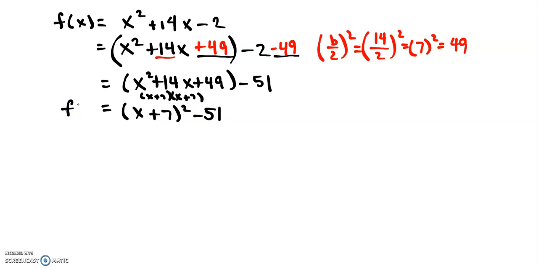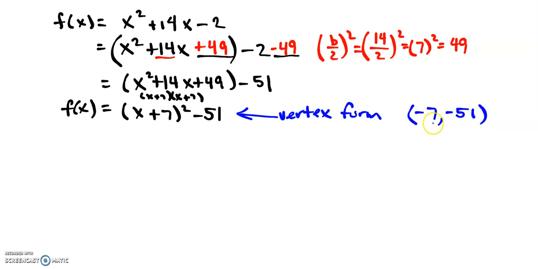Minus 51. So if I was going to stop here, I would know that right now I'm in vertex form. And then I know that the vertex is -7, -51. And this h value, since our vertexes are (h, k), it's always the opposite sign. And now we can go ahead and set it equal to 0 and start solving.